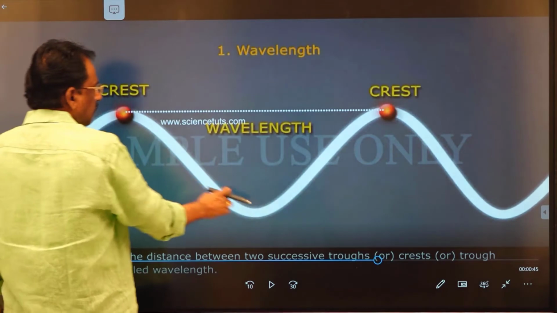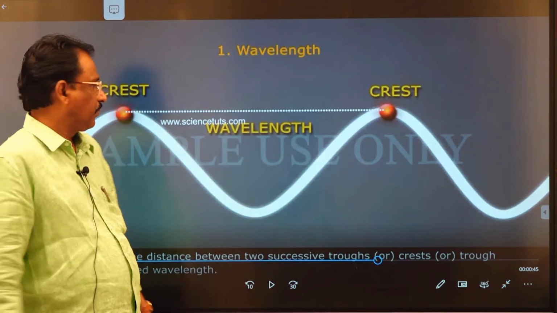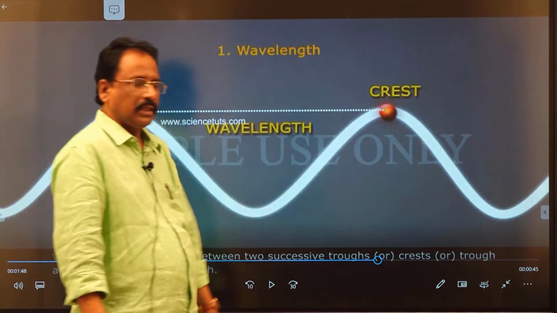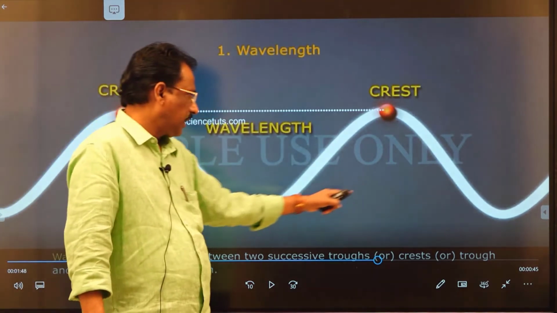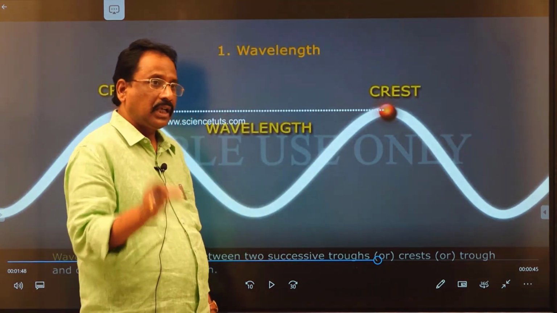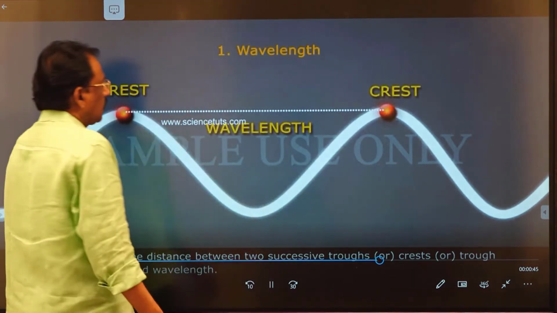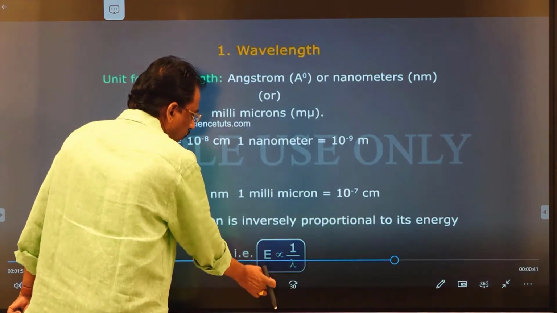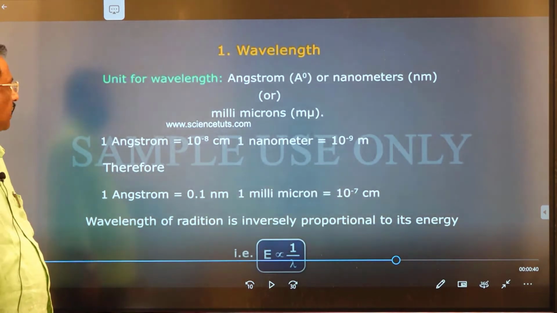This is crust and this is trough. Height is crust, depth is trough. So the distance between two successive crusts, or the distance between two nearest troughs, is known as a wavelength. This is a very important characteristic property of wave motion of any type of electromagnetic radiation.